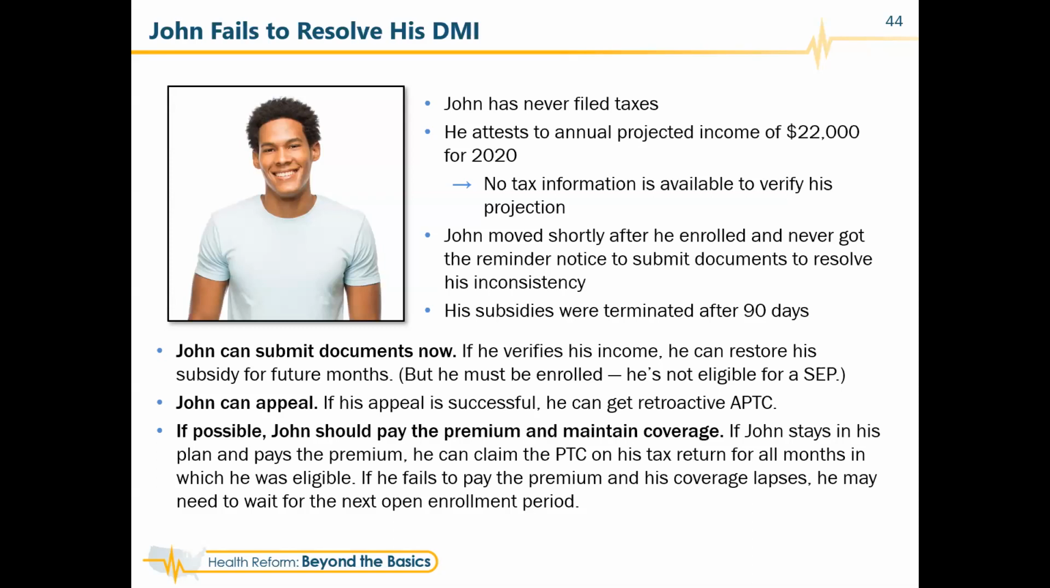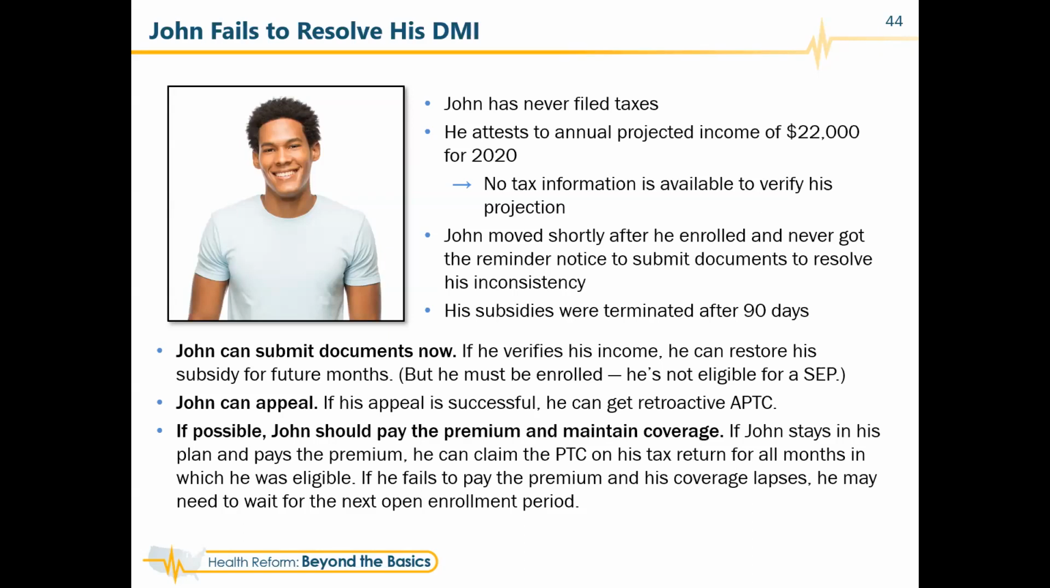John has some options. John can submit documents now. So if he verifies his income, he can restore his subsidy for the future months. But remember, he has to be enrolled, so he's not eligible for an SEP on this basis. He can appeal. If his appeal is successful, he can get retroactive APTC, or he can just get it going forward. But under any scenario, if it's possible, he should pay his premium and maintain coverage.